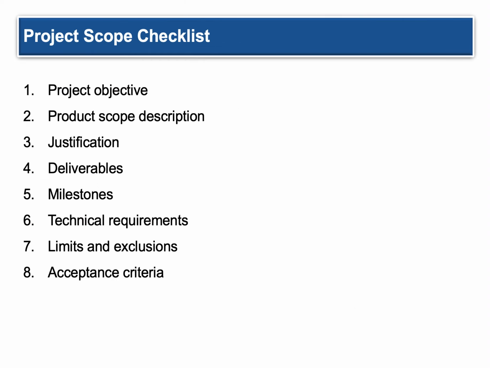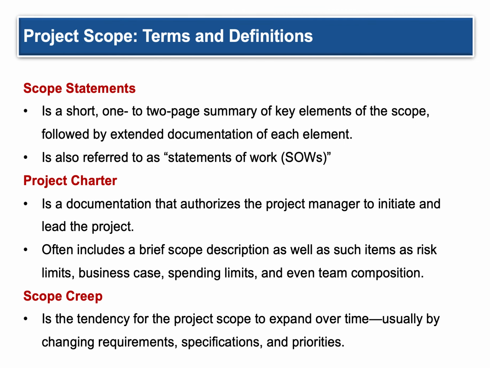Now, there's a checklist to a project scope. It's 1 through 8 here. Project objective, product scope description, justification, deliverables, milestones, and I've used that language throughout this course in terms of what needs to be achieved. Technical requirements, limits and exclusions, and acceptance criteria. What results are acceptable for the good or service you're trying to produce. Scope statements are a short 1 to 2 page summary of the key elements of the scope of the project, followed by extended documentation of each element, so you do get into the details. It's also referred to as statements of work, or SOWs.